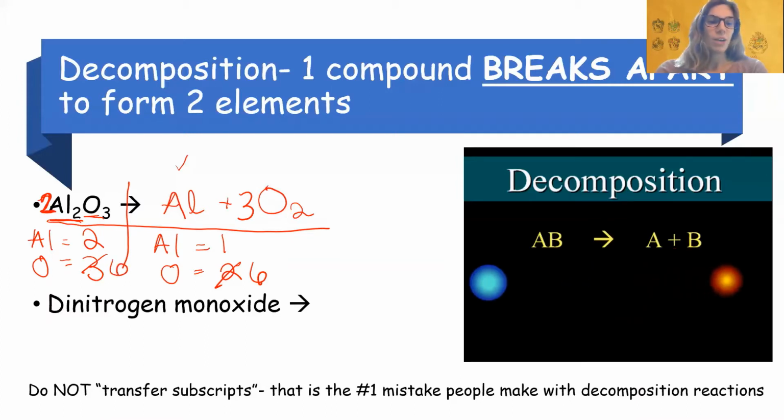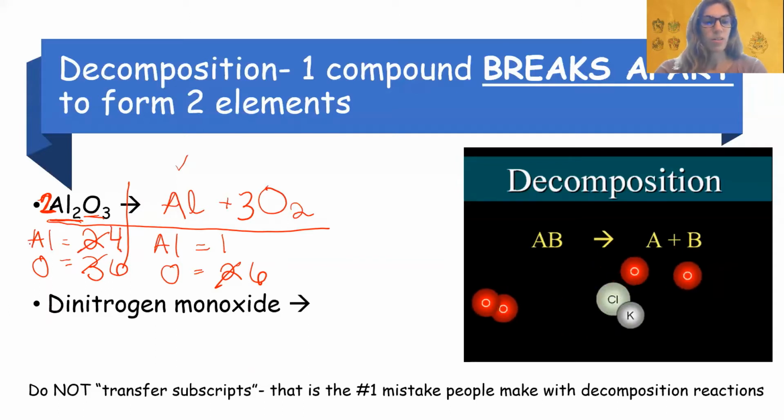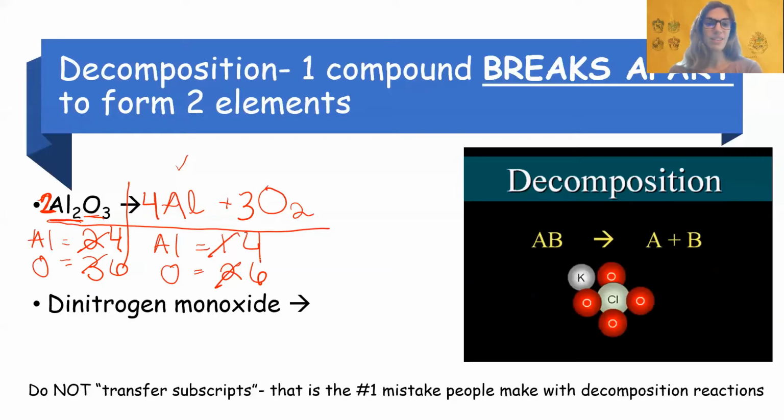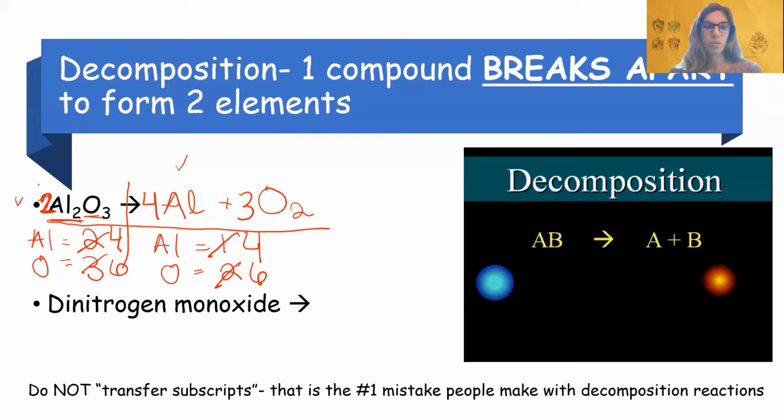So now I need to update my aluminum count as well, and I have 4 aluminums now on the left. That means that I can put a 4 coefficient here, and it balances out. This is the least common because it doesn't have any common denominators. So we're good.